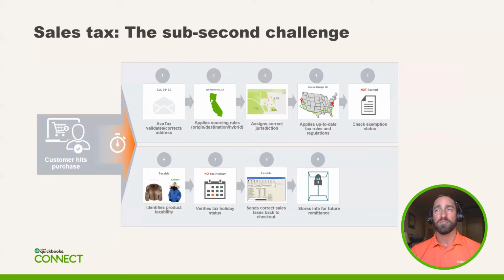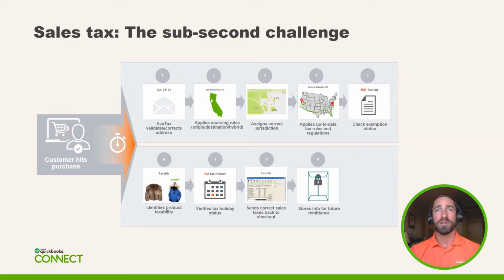And in that real-time calculation, we're going to validate the address. We're actually going to look at any sourcing rules. We'll take into account whether or not the customer or product is exempt. We'll take into account if it's taxable or not. And then we look at any back to school holidays. Ironically, kids are going back to school here shortly.